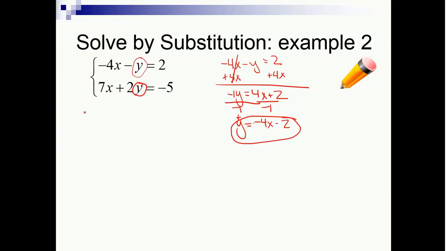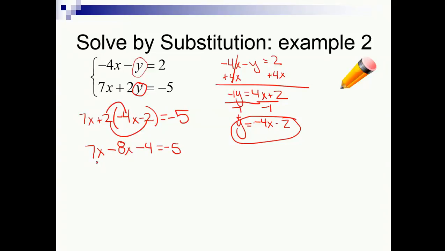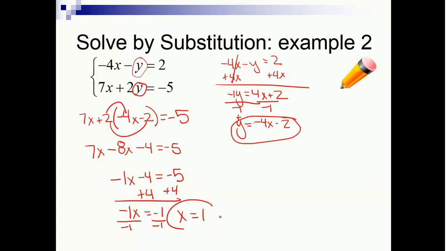Call in the substitute. So 7x plus 2 times, call the substitute in here, negative 4x minus 2, and that equals negative 5. So let's start solving for x. Distribute my 2 in: 7x minus 8x, 2 times negative 4, minus 4 equals negative 5. Let's do some combining. 7x minus 8x is negative 1x. Add my 4. Divide by negative 1. And I get x equals 1.